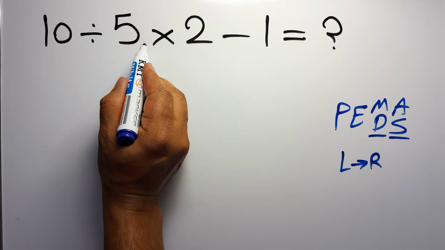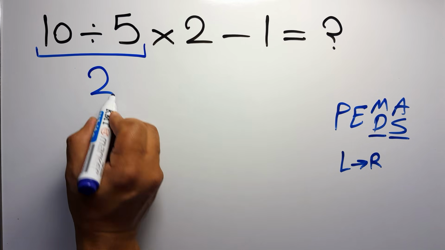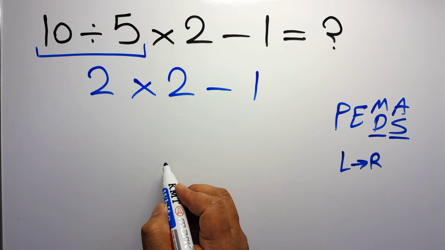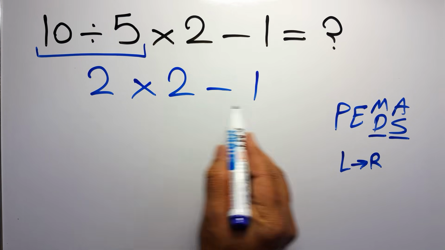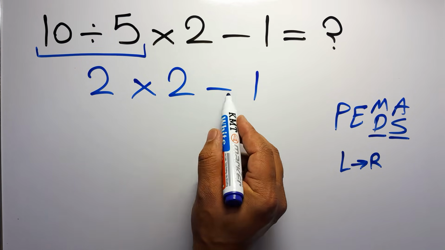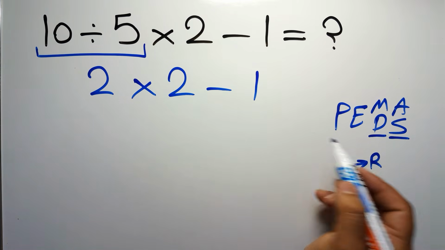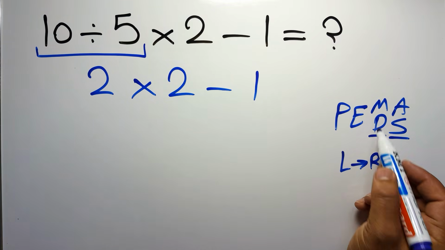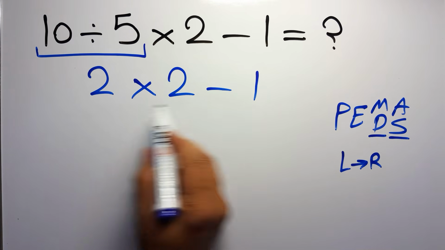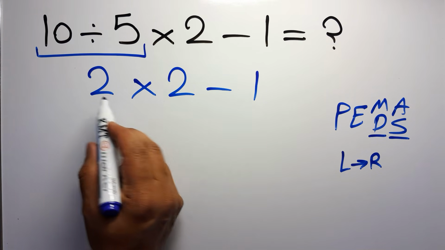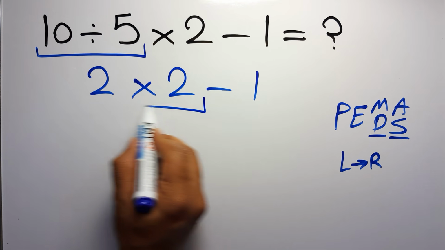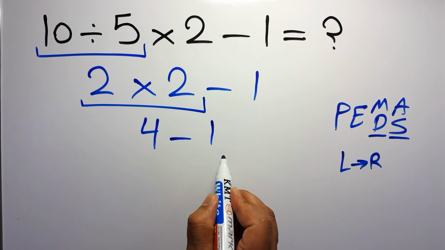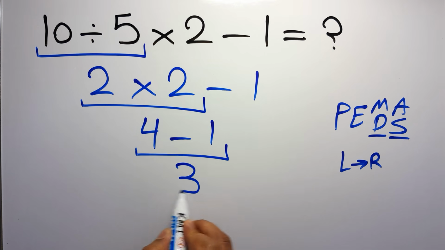10 divided by 5 gives us 2. So we have 2 times 2 minus 1. Now, in this expression, we have one multiplication and one subtraction. According to PEMDAS, multiplication has higher priority than subtraction, because multiplication comes before subtraction. So here, first we have to do this multiplication. 2 times 2 equals 4. So we have 4 minus 1, which equals 3.